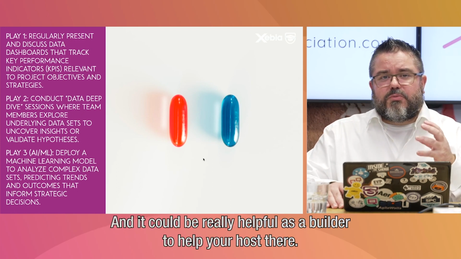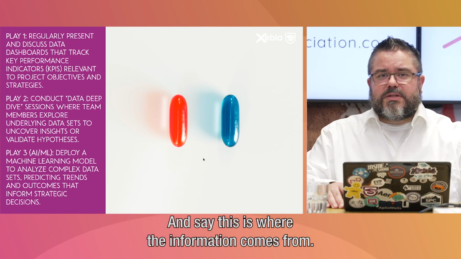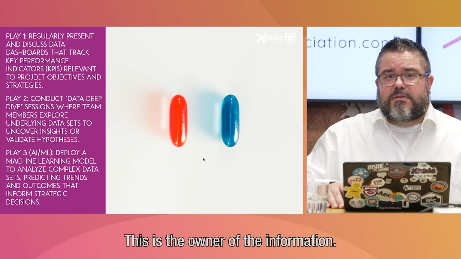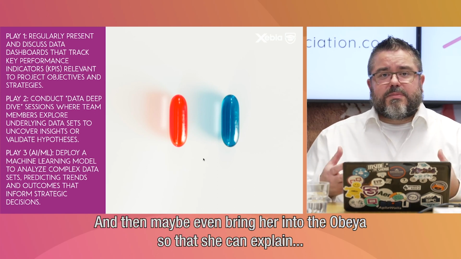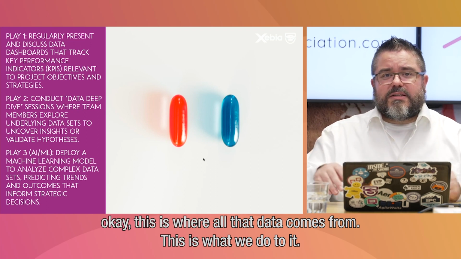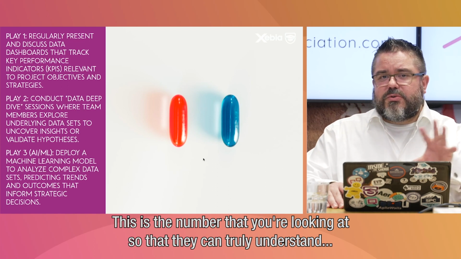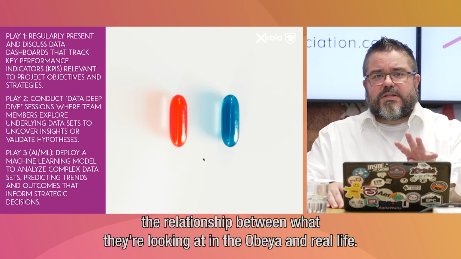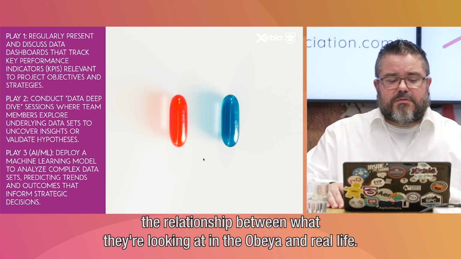And it could be really helpful as a builder to help your host there and say, this is where the information comes from. This is the owner of the information. And then maybe even bring her into the Obeya so that she can explain, okay, so this is where all that data comes from. This is what we do to it. This is the number that you're looking at, so that they can truly understand the relationship between what they're looking at in the Obeya and real life.